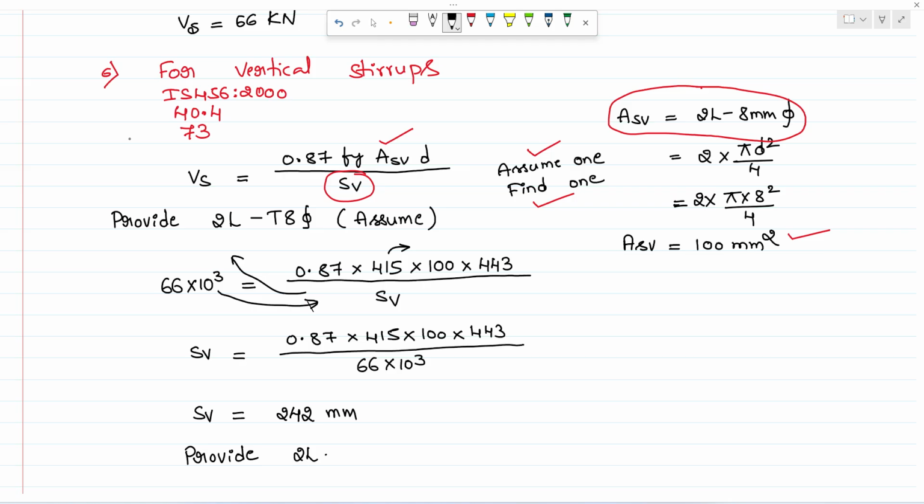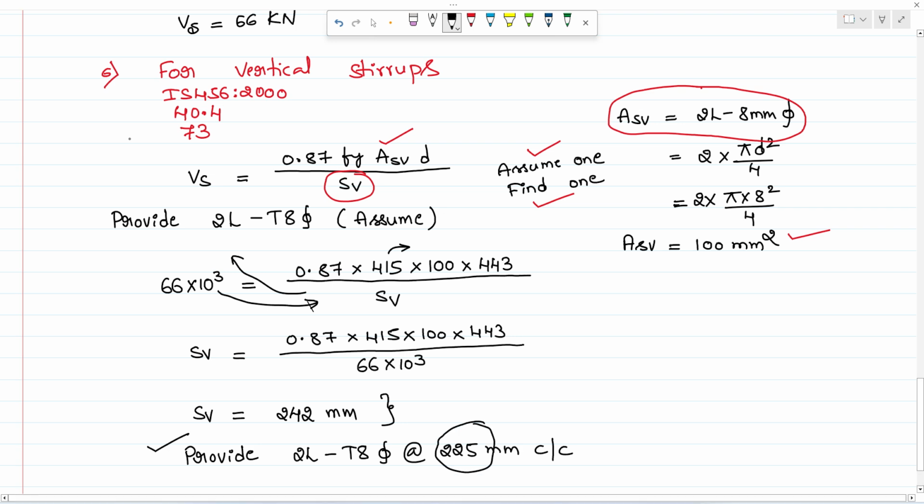So I will provide two-legged 8 mm dia stirrup at 225 mm center to center. So this much I will provide. Even though I have got the spacing of 242, I will provide the spacing 225 mm. So you please remember, shear spacings will be provided in multiples of 25 mm.